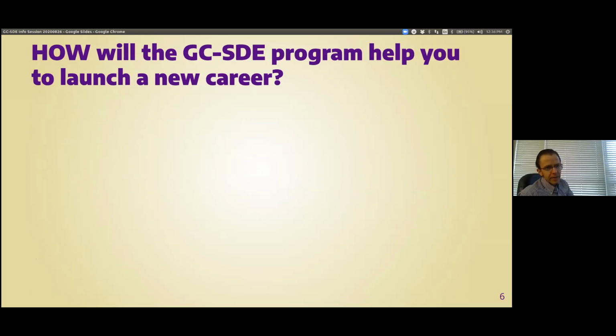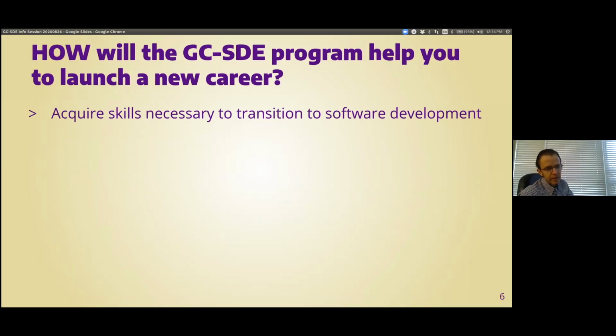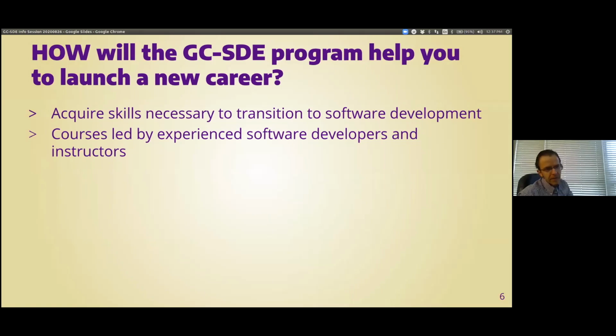So how will the graduate certificate in software development engineering, how will this new program help you launch a new career? The goal of the program is to really take people with bachelor's degrees and maybe some background in programming and transition them to software development. The certificate program is designed as a set of integrated courses that are led by experienced instructors, teachers, as well as software developers, people who have worked in industry and have experience.